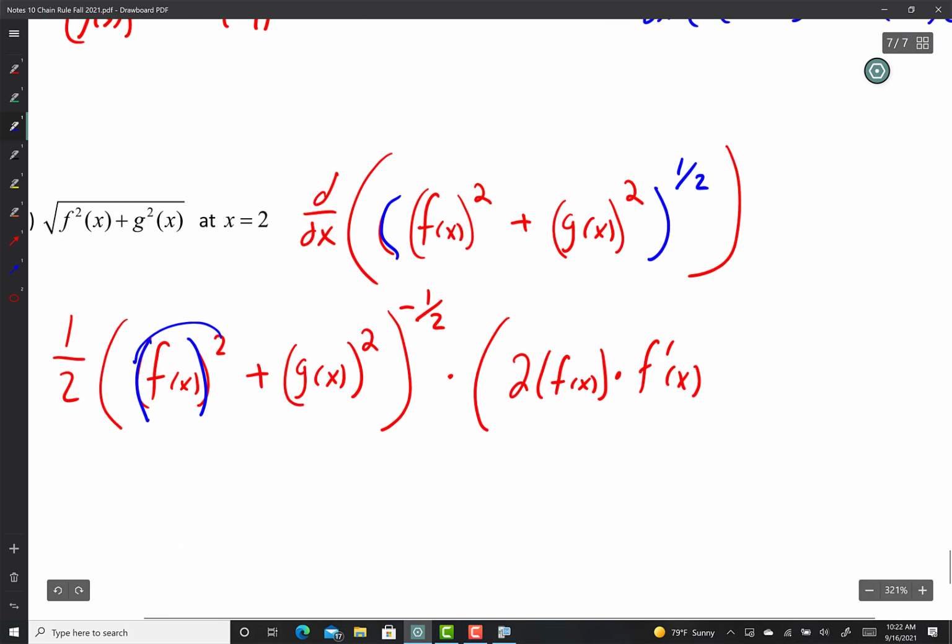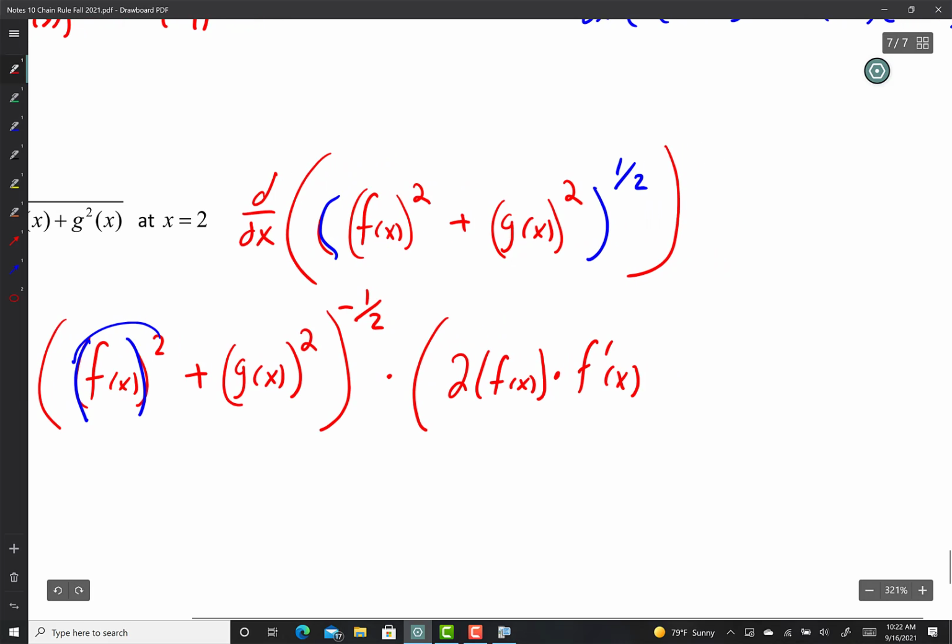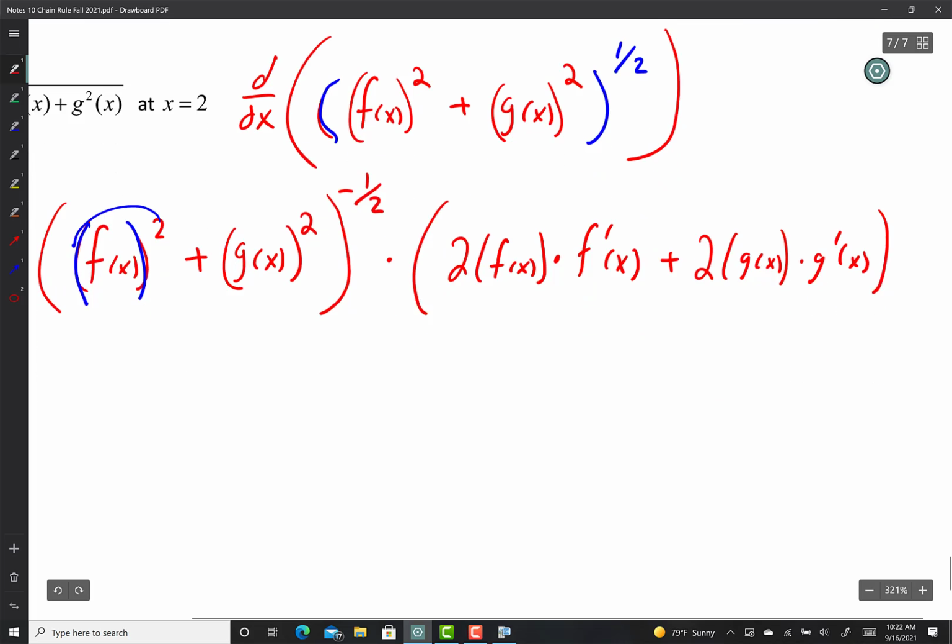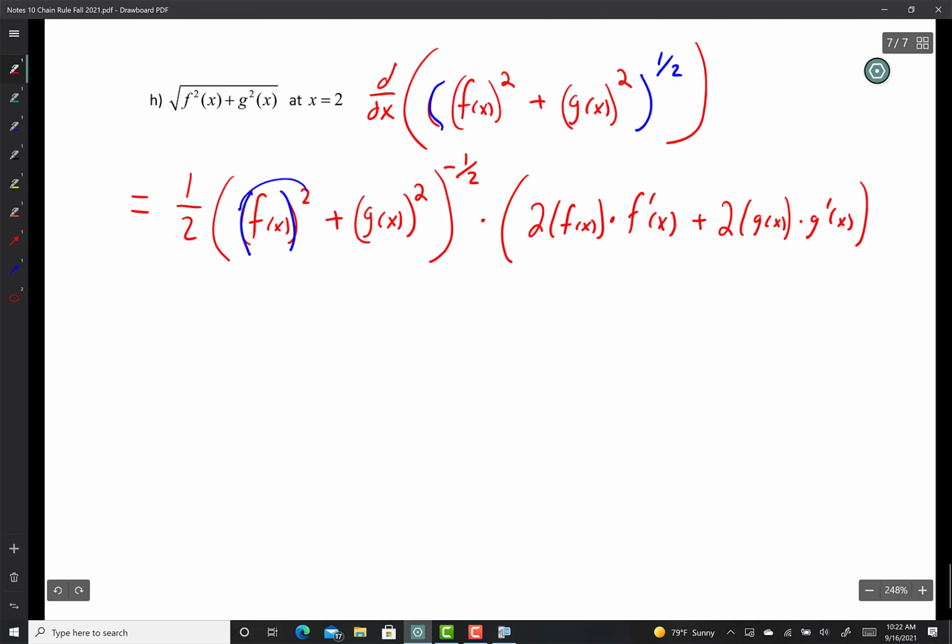All right, here we go. 2 f of x times f prime of x. I'm done with that one. Plus 2 g of x times g prime of x. I'm done with that one. So I think there it is. I think we're good now. So now let's fix it. Can we fix it? Yes, we can.